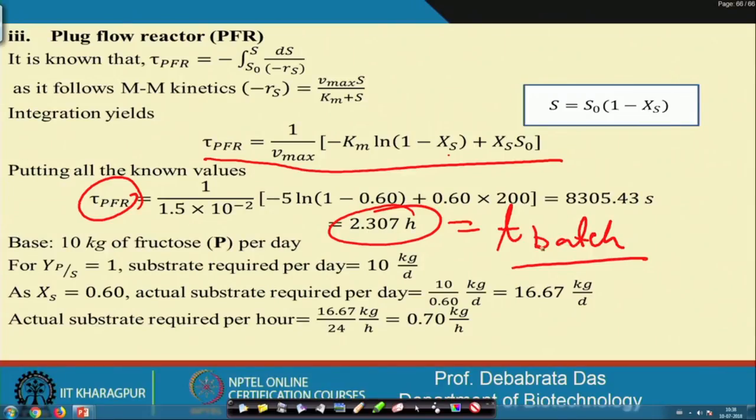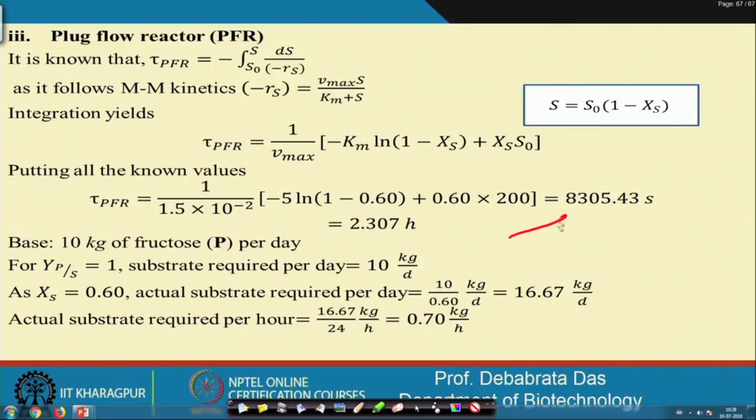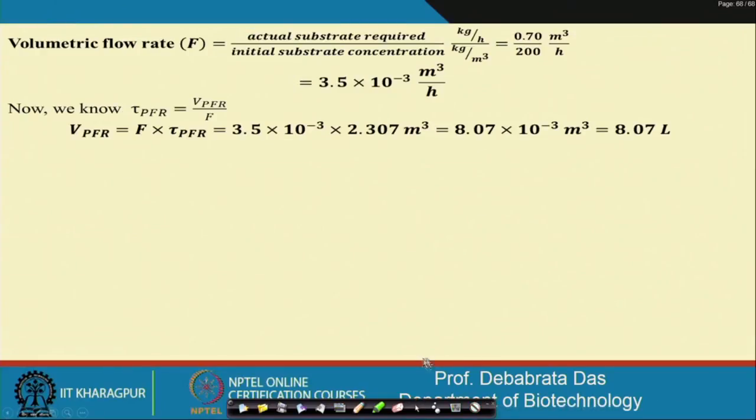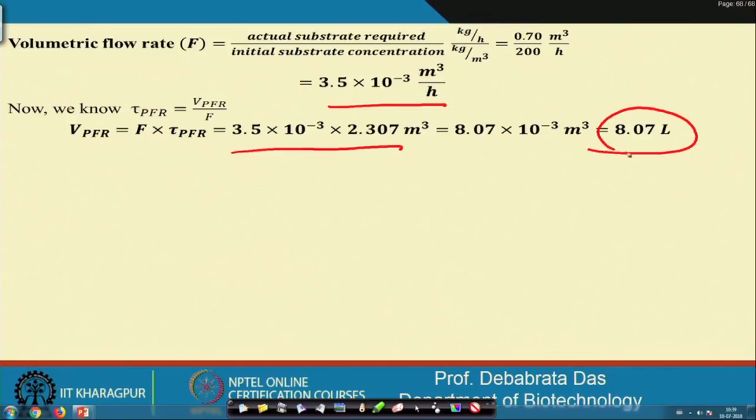But now when you consider the tau of the plug flow reactor, this is volume by flow rate, am I right? This flow rate you have to find out. We have already shown how you can calculate the flow rate in the previous problem. The same flow rate you can put here, and you will find the same value that we calculated in case of CSTR. You multiply it by that, and you will get the volume of the reactor in case of plug flow reactor.